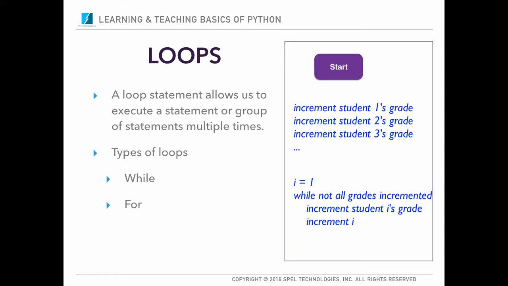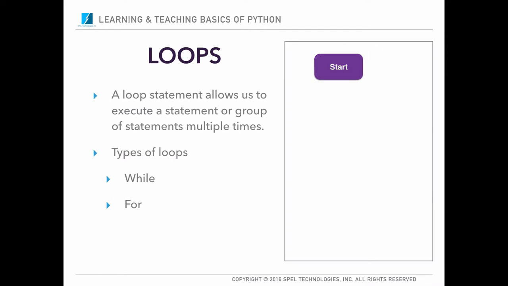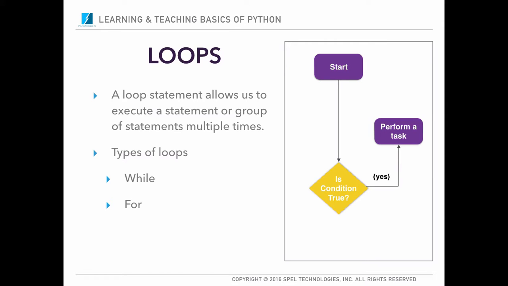There are two types of loops, while and for. We will discuss the while loop first, and you will also see the differences between the two when we discuss the for loop. A simple flowchart for a loop is described here. First, the condition is checked. If the condition is true, then some task is performed. This is repeated until the condition becomes false. When the condition becomes false, the loop is exited.